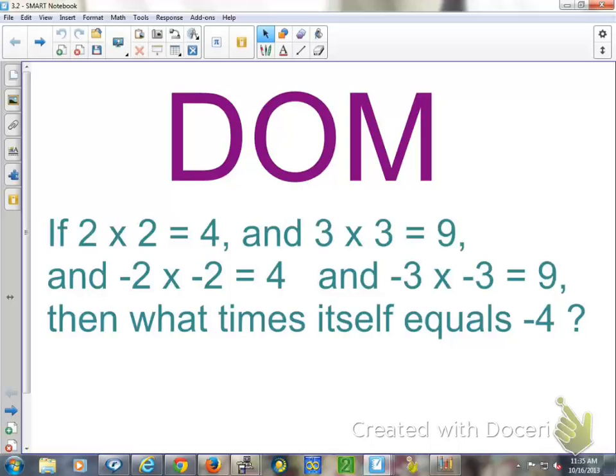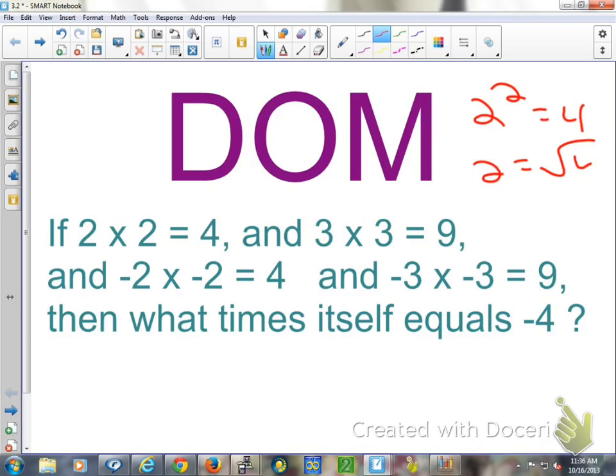So, would you agree that if 2 squared equals 4, then 2 equals the square root of 4? That they're kind of in reverse of each other. Yes. Would you agree with that? Good. And that would go for negative 2 as well. Negative 2 squared equals 4. Square root of 4 could be negative 2.